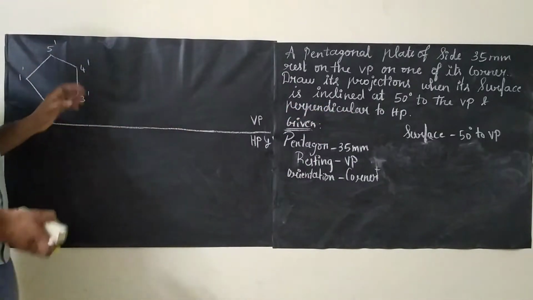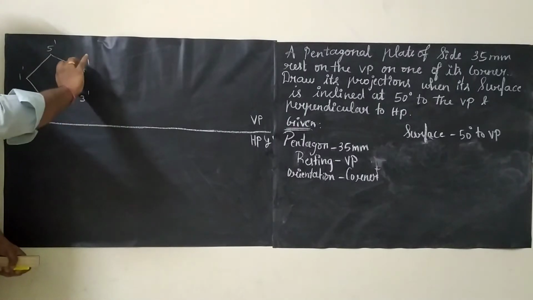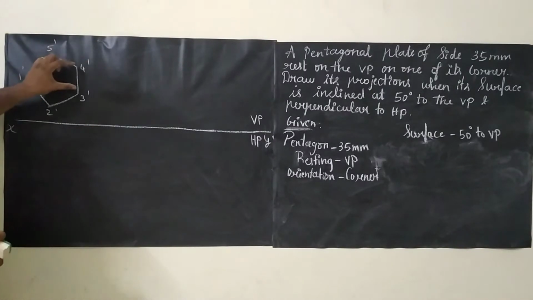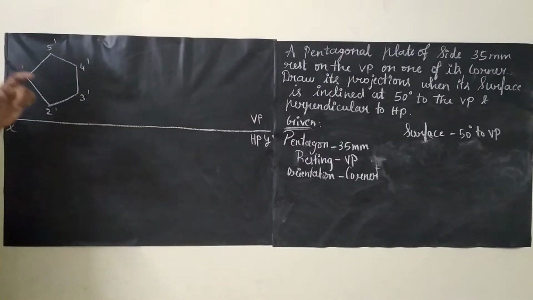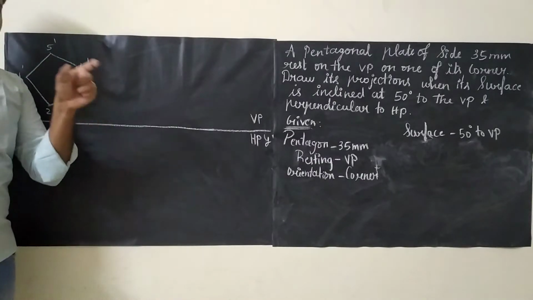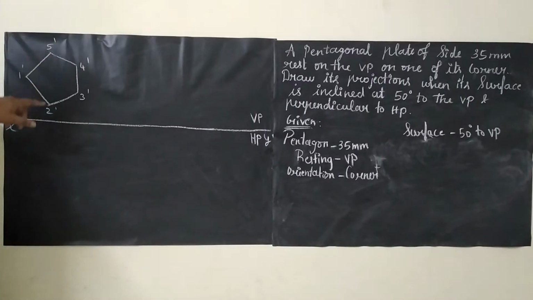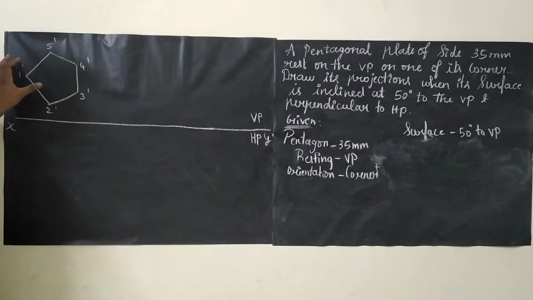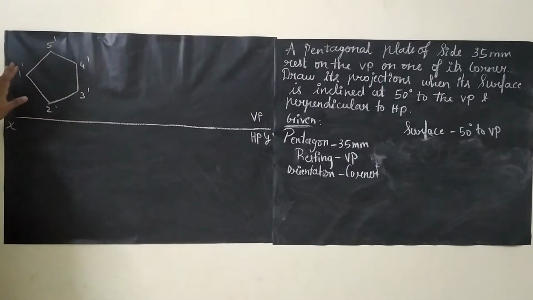So you will be starting from here. This side will be 35 mm, and you will be taking 72 degrees. Then take your compass, measure 35 mm, keep your compass at 5 and cut an arc here. And keep your compass at 2 and cut an arc. These two arcs will be meeting at one point. That point, the closing point, will be 1 dash. Now we have plotted the pentagon.